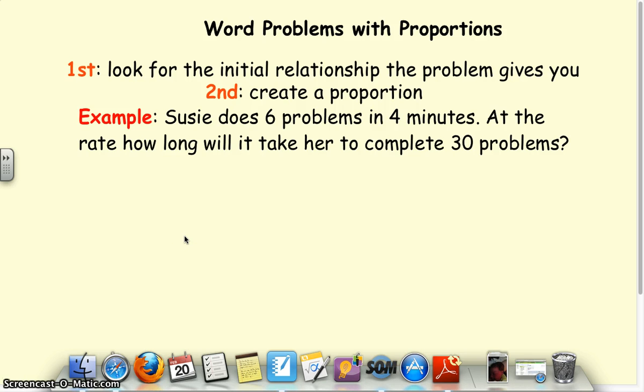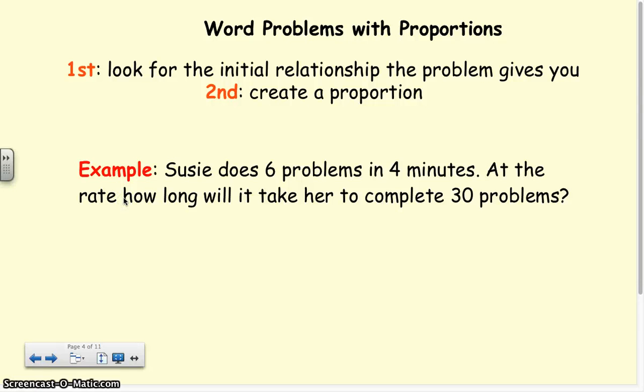Okay, word problems with proportions. The first thing that we do is look for the initial relationship the problem gives us. That's going to be our first fraction. It'll go like this, like A is to B. That'll be our first fraction. Okay? The second thing we're going to do is create a proportion with the missing value. So it would be looking like this. You always have a proportion.